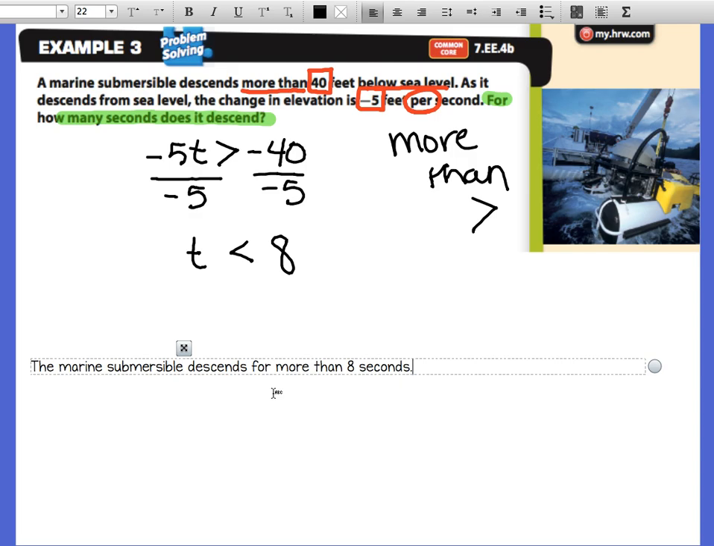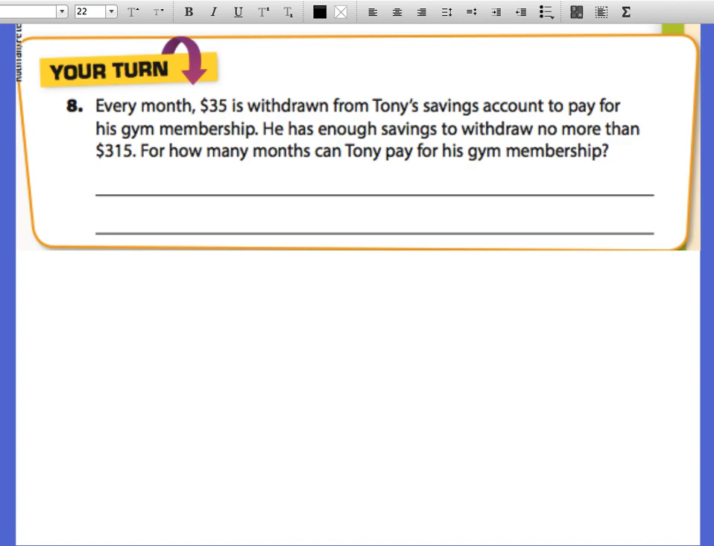Now, that doesn't mean it descends for exactly 8 seconds. It's telling you it has to go for more than 8 seconds because it has to go for more than 40 feet. So could it descend for 9? Yes. 10? Yes. 7? No. That "more than" changes this from an equation to an inequality. So you have to read carefully in these problems.